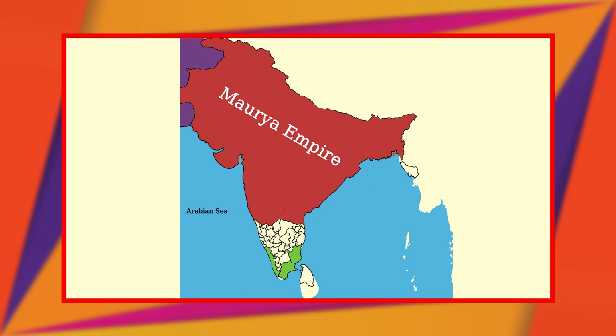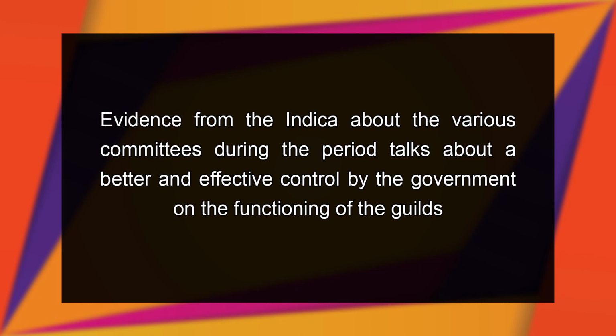With the emergence of the Mauryas on the political map of India, we not only witnessed a pan-Indian empire, but there was an overall development in all walks of life. The period witnessed better maintained roads and highways, which increased the mobility of men and merchandise. The state took an active role and participated in agricultural and industrial production. The evidence from the Indica about various committees during the period talks about better effective control by the government on the functioning of the guilds. The state took various initiatives for the betterment of these guilds.